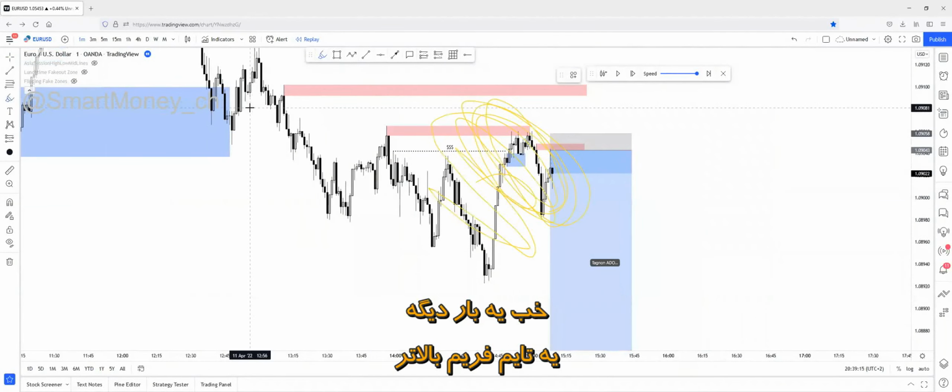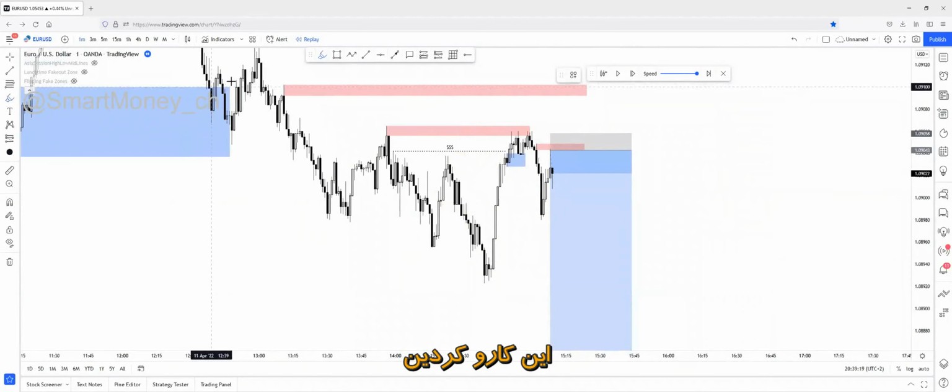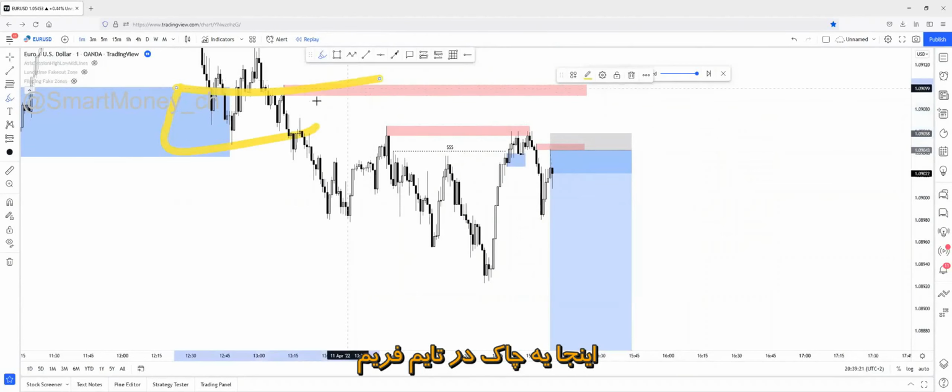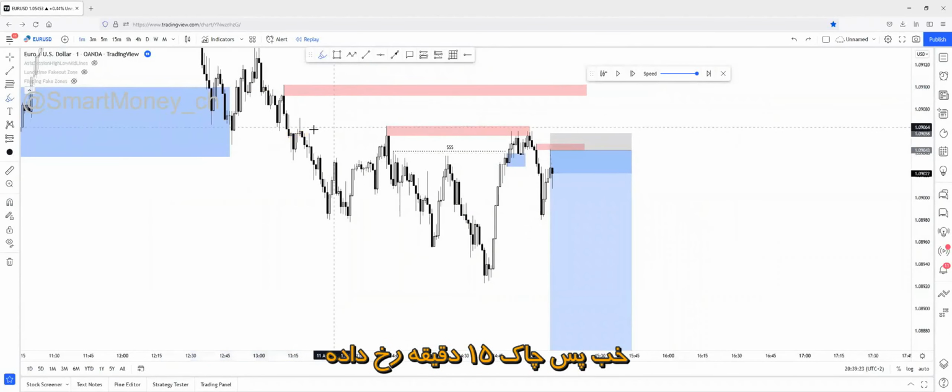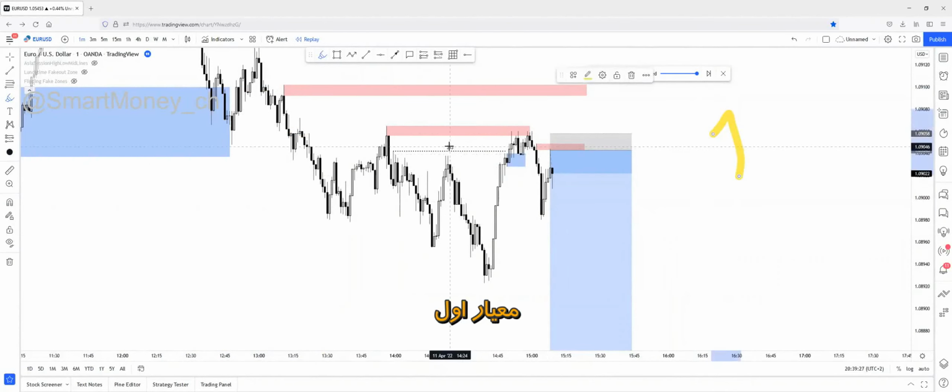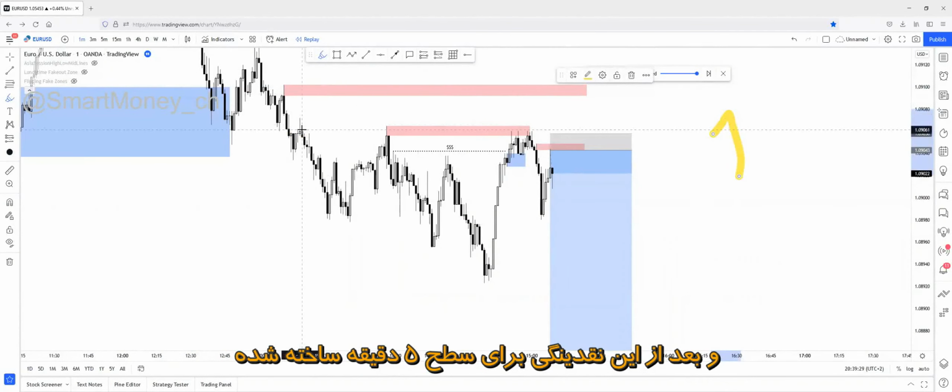Once again, there was a higher time frame, 15-minute change of character right here. So the higher time frame, 15-minute change of character is being lined up. First criteria. After this, liquidity has been created for the 5-minute zone.